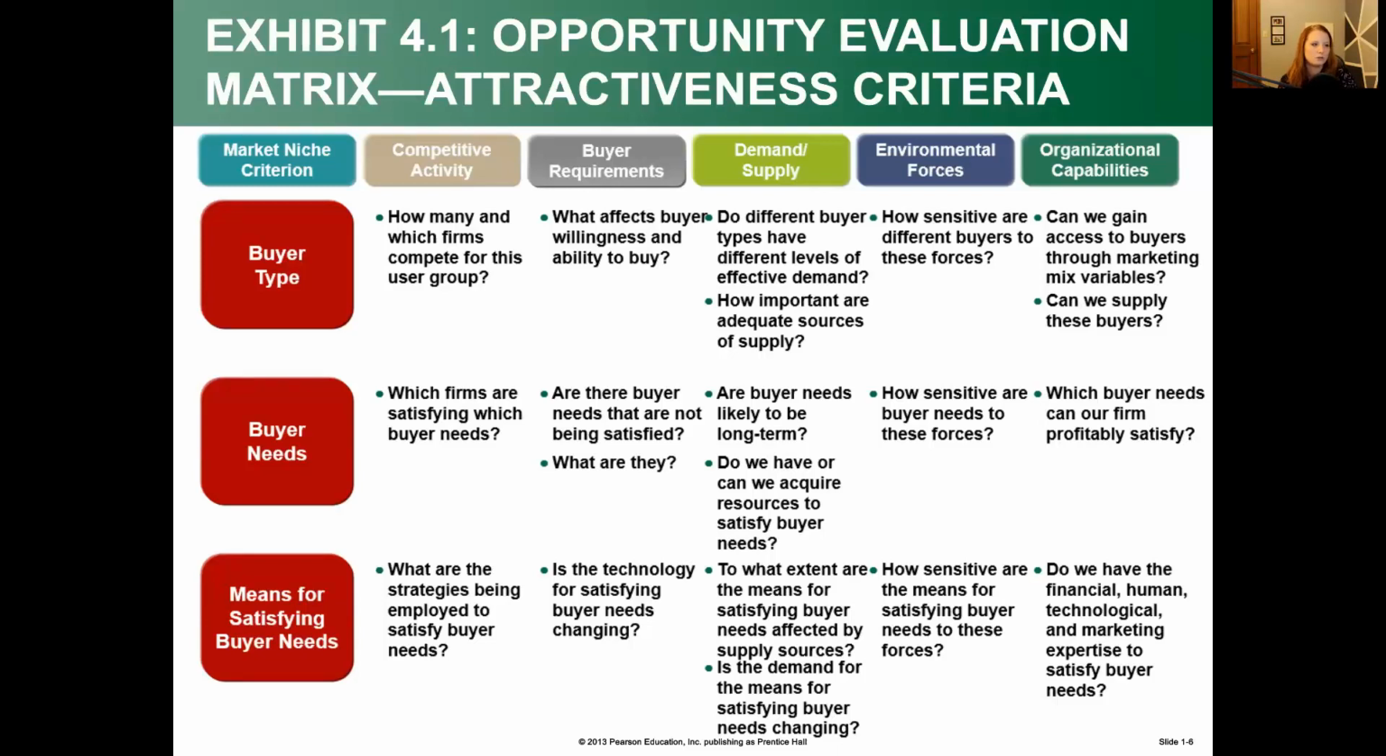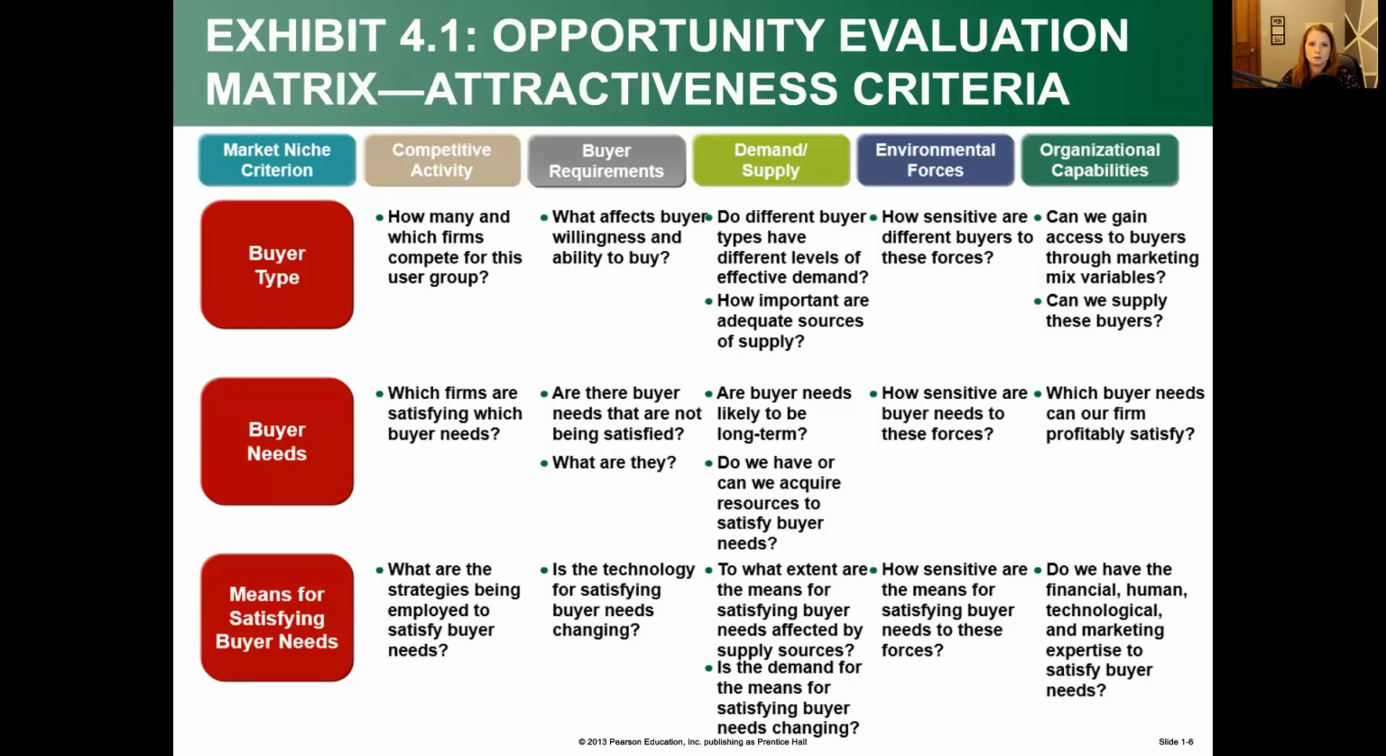We might also want to look at this in terms of, is there a market for this particular product that we're looking at producing, these changes that we're looking at making to our company? So we're going to look at what competitors are out there. So looking at this first column here, we're going to look at our competitive activity.